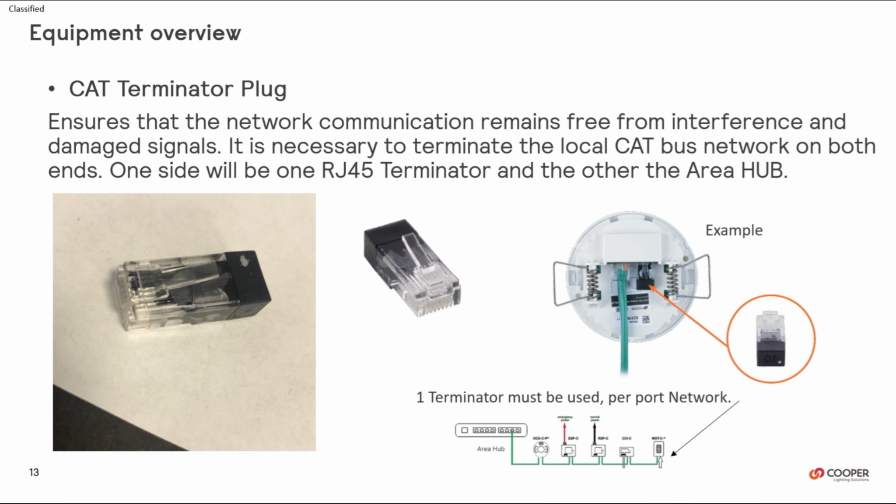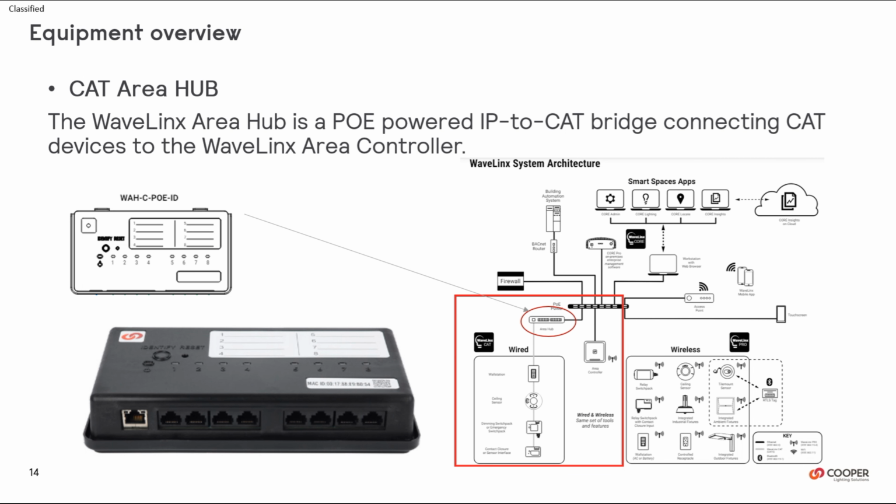The CAT terminator plug ensures that the network communications remains free from interference and damage. It is absolutely critical that one RJ45 terminator is at one end and the other end is in the Area HUB. The CAT Area HUB is a PoE powered IP to CAT bridge connecting CAT devices to the WaveLinx Area Controller. It has 8 ports in addition to its PoE.